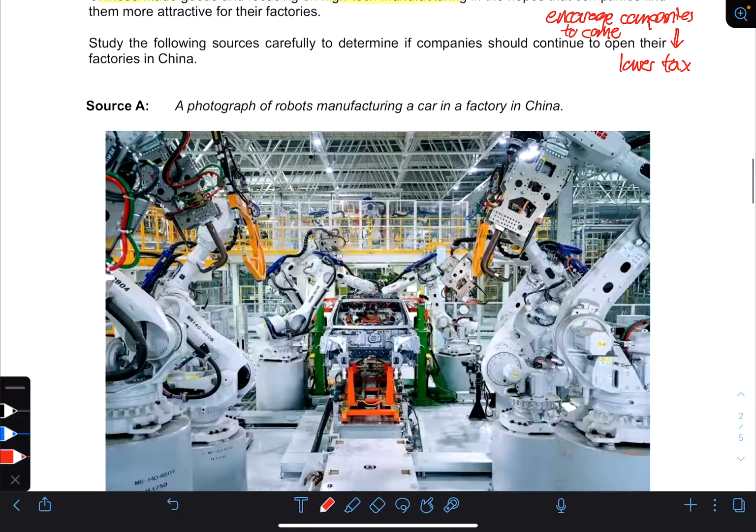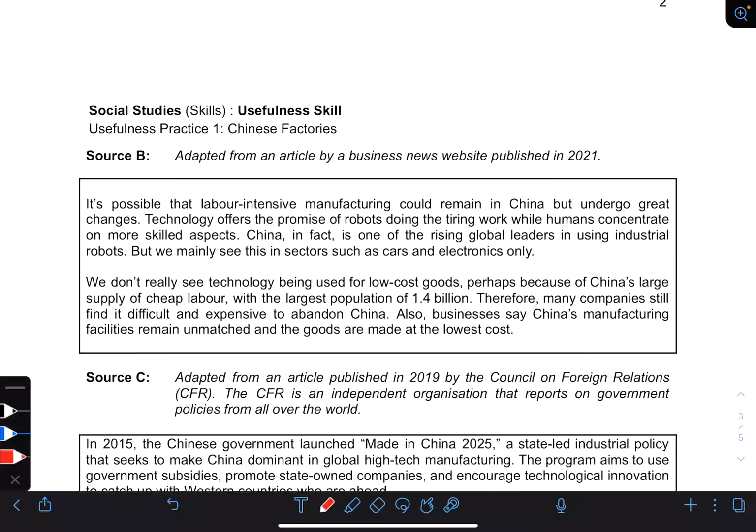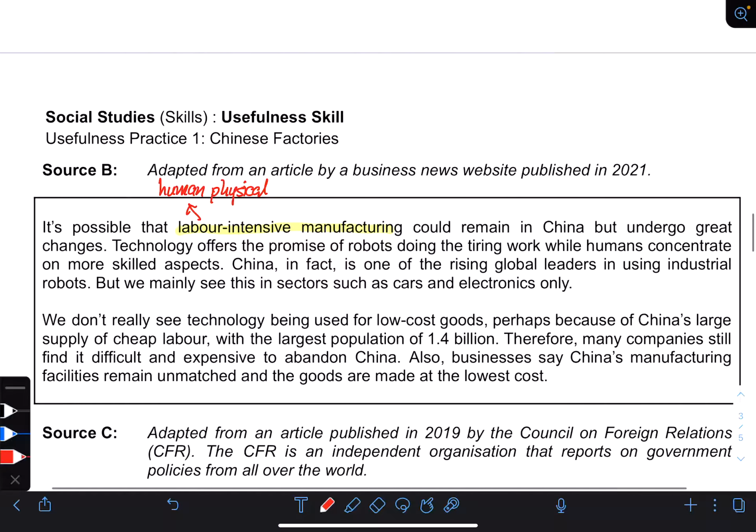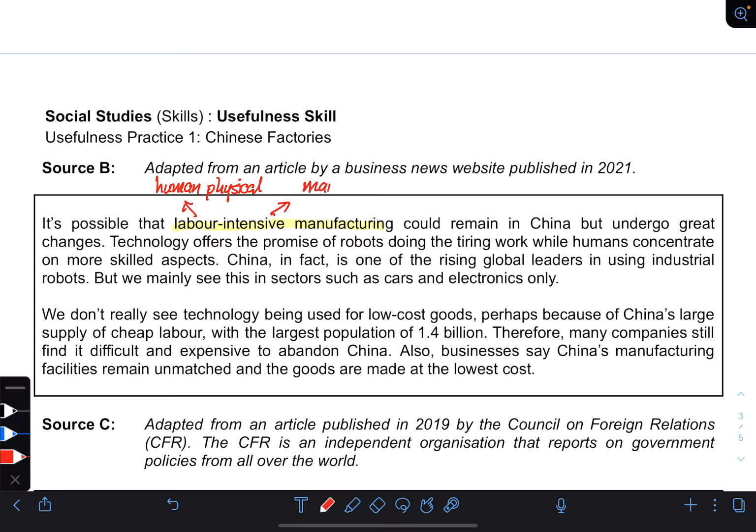Now, let's look at source B. What are the big ideas we get from source B? Whenever we read the source, we start off with the provenance, the description of the source. So this is adapted from an article by Business News website published in 2021. It's possible that labor-intensive manufacturing. Now, what on earth is labor-intensive manufacturing? Here, labor refers to human physical labor. It means people are the ones doing the clothes manufacturing, they're the ones sewing the parts, they're the ones building the machines. Intensive means that it's mainly using. So this kind of manufacturing mainly uses physical human labor rather than machines.